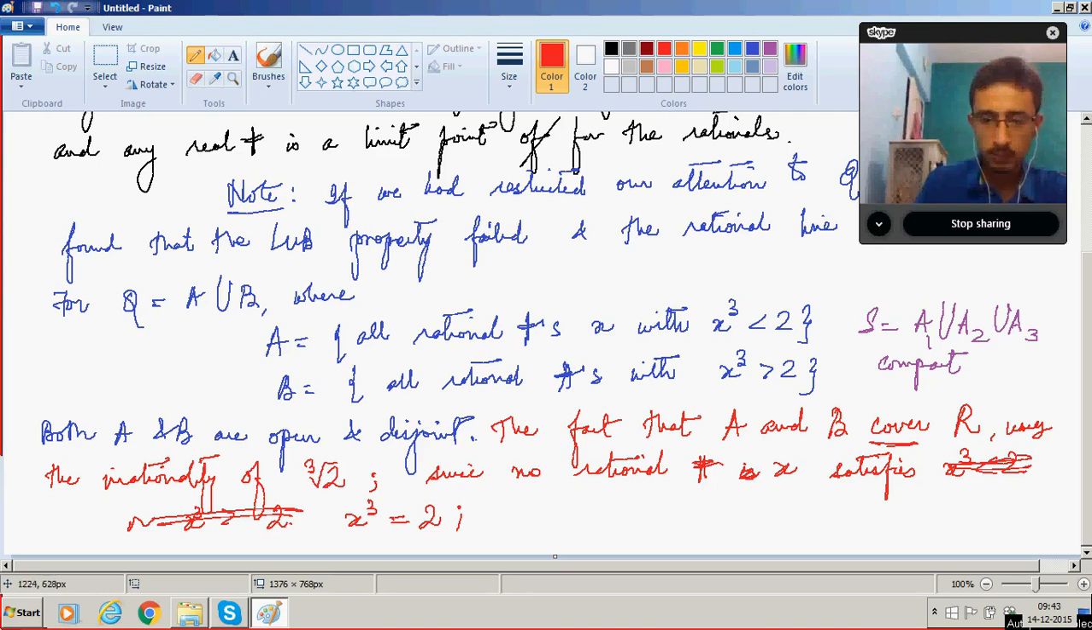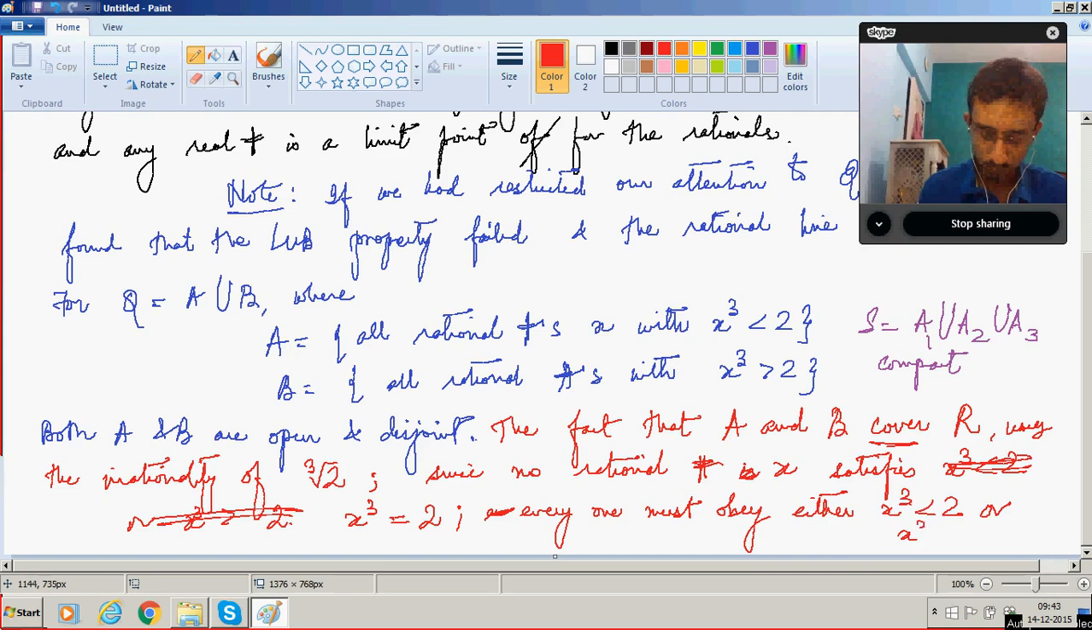The fact that A and B cover R uses the irrationality of cube root 2. Since no rational number x satisfies x cube equal to 2, everyone must obey either, now this makes sense, x cube less than 2 or x cube greater than 2, right? This is better.